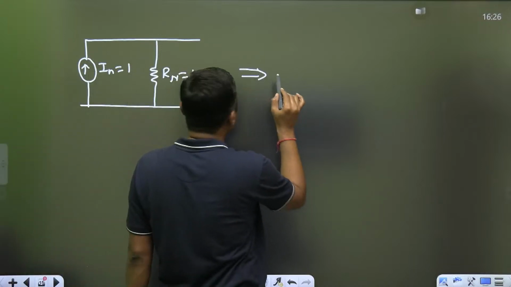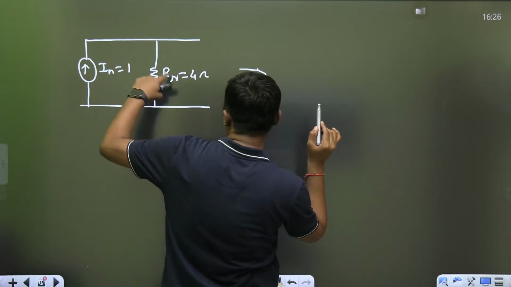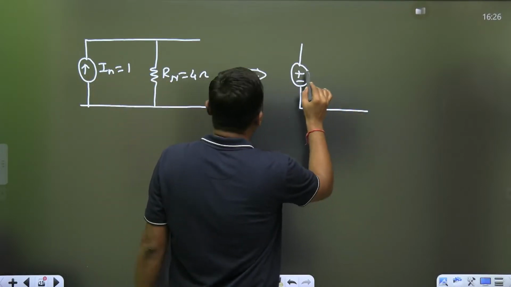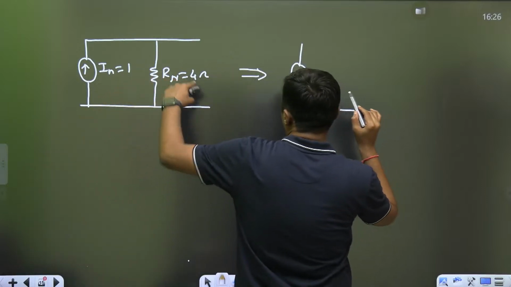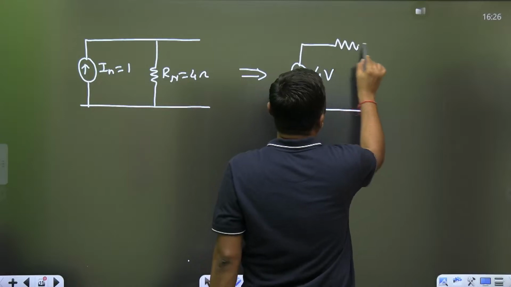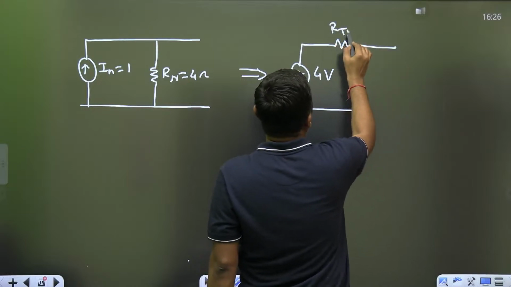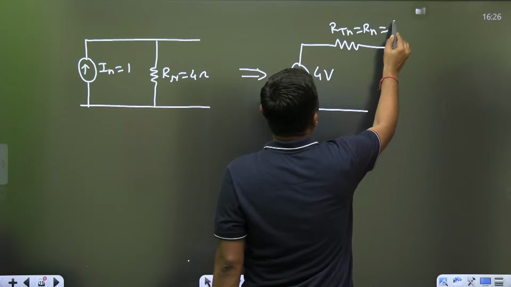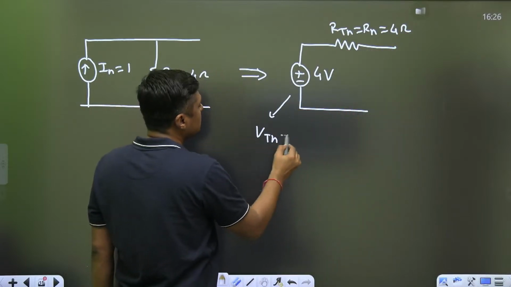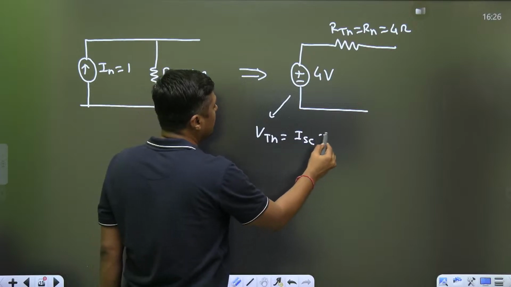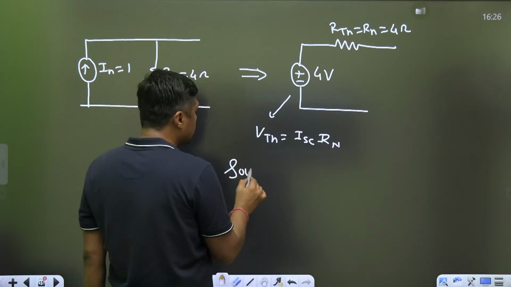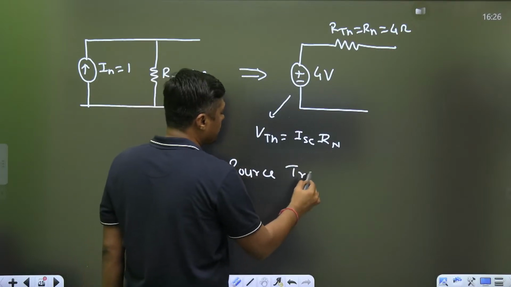So how is the current source converted into voltage source? This is multiplied with this. So you can find the VTH. VTH is nothing but current into resistance, that has become 4 volt, and resistor in parallel. That will become RTH. RTH is RN, that is the 4 ohm. This voltage source VTH is nothing but ISC into RN. So Thevenin's and Norton's, source transformable pair.